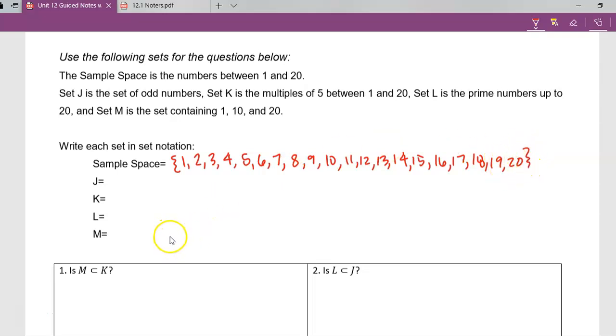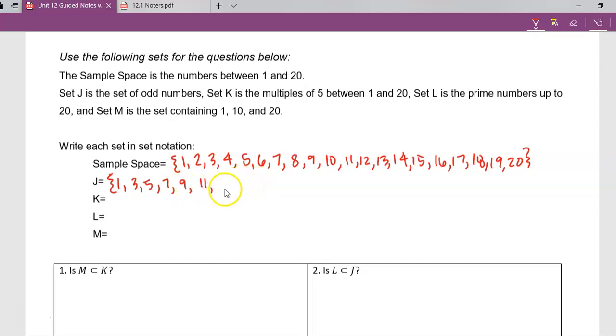Okay, set J is the odd numbers. Now we have to think about this as all one problem being taken together. So if it says set J is the set of odd numbers, it's not going to be all of the odd numbers between 1 and infinity or on the whole number line. It's only within our sample space that it's the odd numbers. So it's going to be the odd numbers between 1 and 20. So 1, 3, 5, 7, 9.